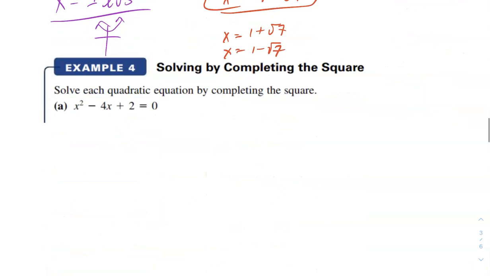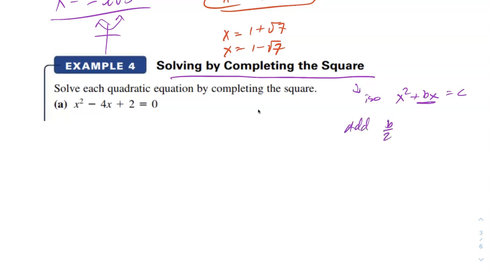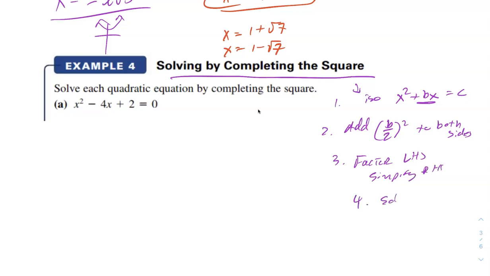Next one. Now let's solve by completing the square. Now we did this before with the circle, so we're going to go over that again. Remember, if we want to solve by completing the square, what we do there is we want to isolate the x squared plus bx, set it equal to a number. Then we add the middle term divided by 2 squared to both sides. And then we factor the left hand side. And we simplify the right hand side. And then we solve.